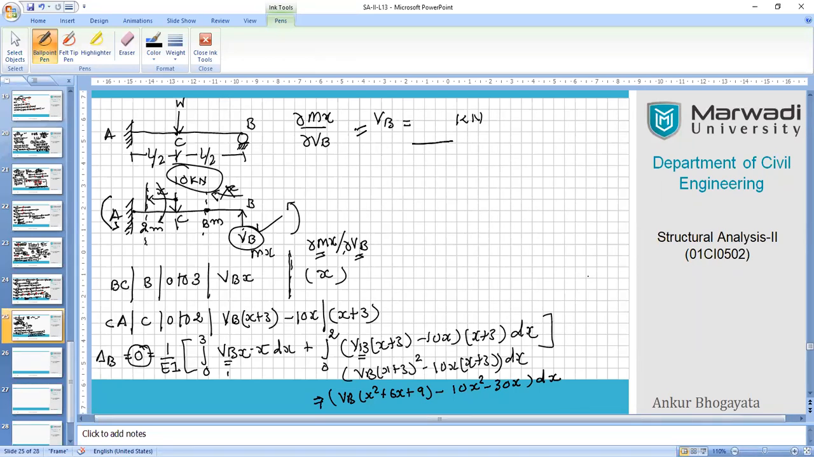Anyway, it should not be a problem as far as calculation is concerned, but all of you are encouraged to answer the VB value. It's just simple. I don't understand why you are taking so much time. It's a simple calculation, VB x cube upon 3, and replace x with 3 here, and this I have already expanded for you, so it should not be a problem. Where's the problem? x is replaced with 2 here, x is replaced with 3 here, that's all. Get the VB value, try it.